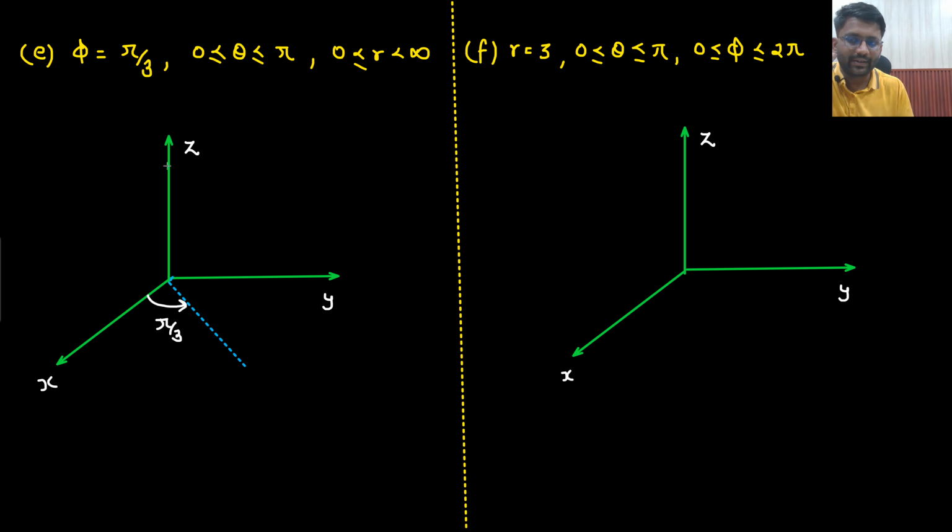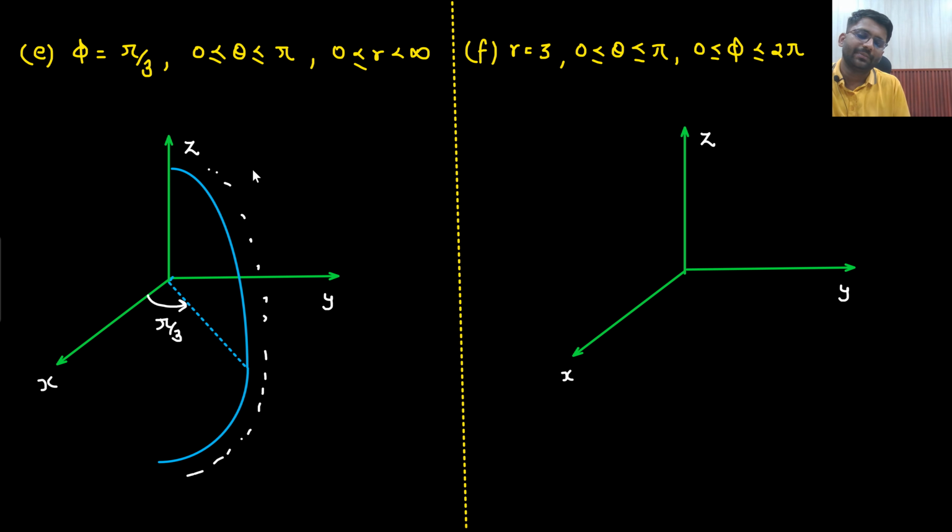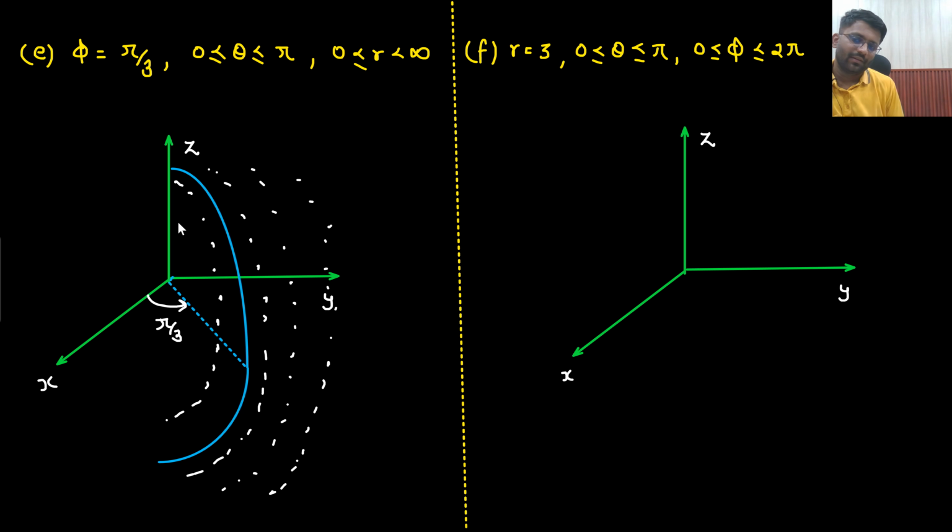I will be getting a disc like this, which is spread till infinity. The disc will be spread till infinity in this manner, starting from here. When I say disc, I am talking about a surface. So it will be a surface. I hope you are able to understand.